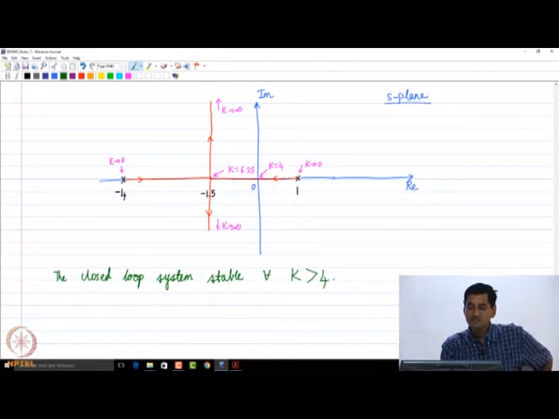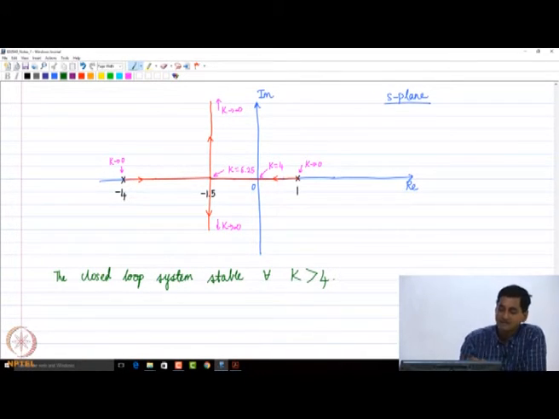So, the root locus gives you a very nice graphical representation to essentially figure these things out, right. So, that is the advantage with the root locus. You can get a general perspective, okay. So, let me ask you another question, okay.